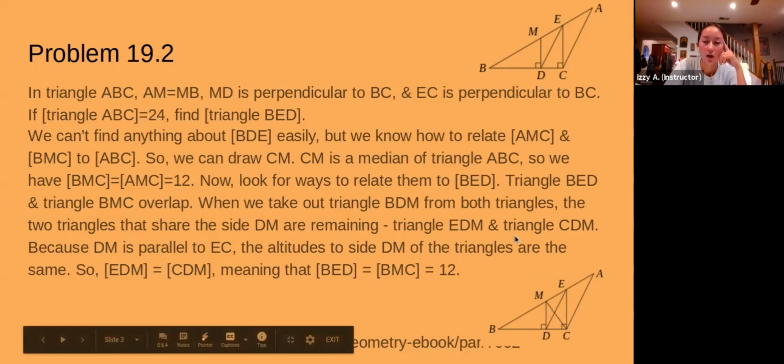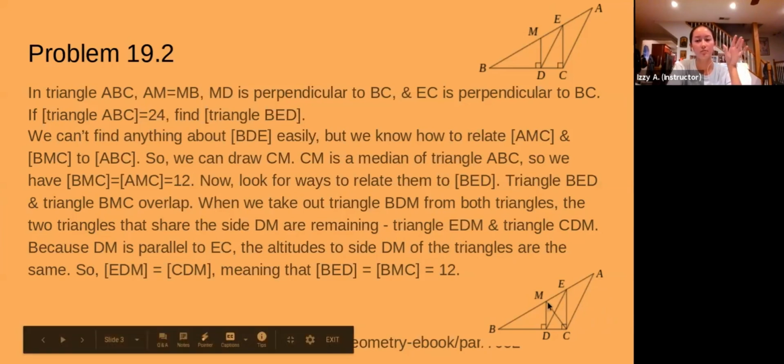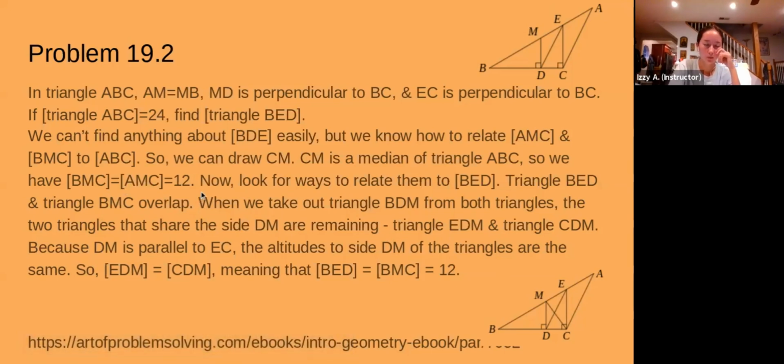CM is a median of triangle ABC. Remember, a median is the line that extends from one vertex of the triangle to the opposite side, where in this case, point M would be intersecting AB right at the middle, so M would become the midpoint. So CM is a median of triangle ABC, so we have the area of triangle BMC equal to the area of triangle AMC, and that's going to be equal to 12.